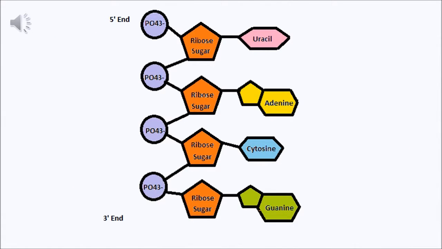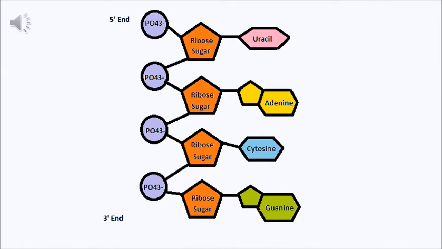The structure of RNA is slightly different from that of DNA. The 5-carbon sugar used in RNA is ribose. As seen in DNA, the sugar is attached to a phosphate group that creates the backbone of the molecule. Attached to the ribose is a nitrogenous base.